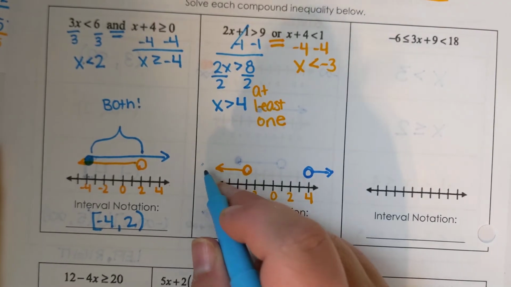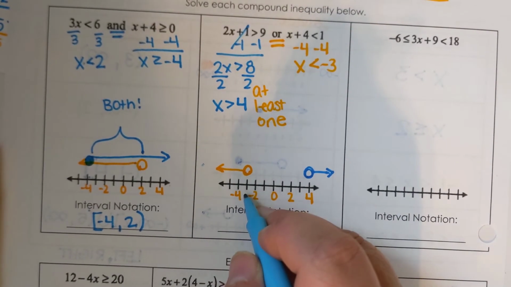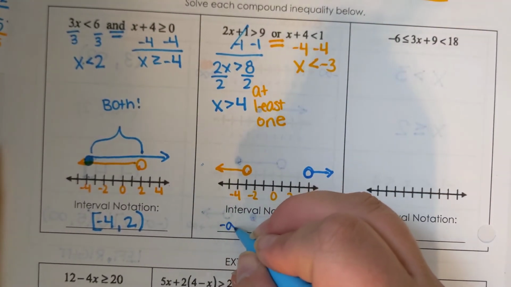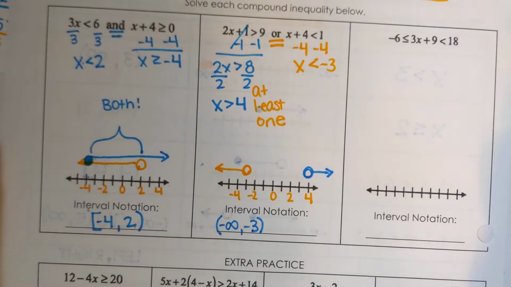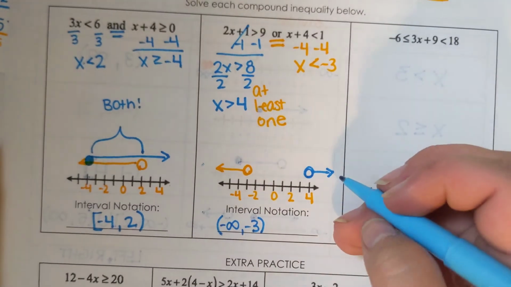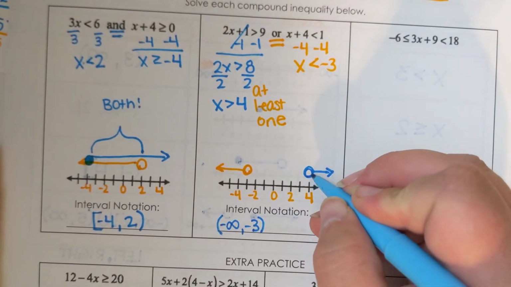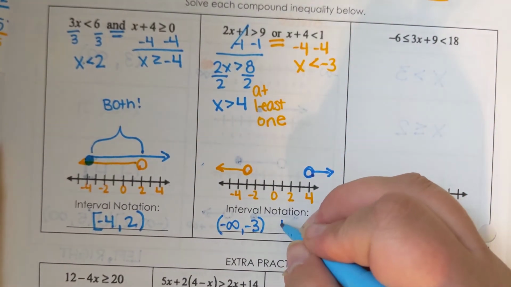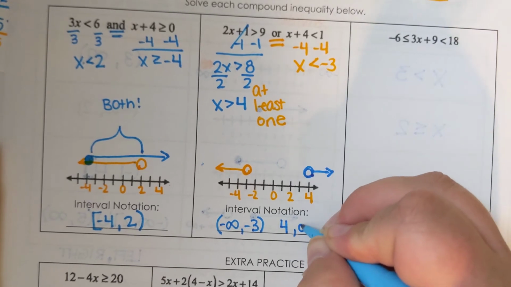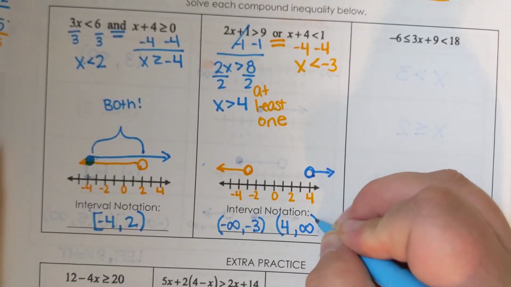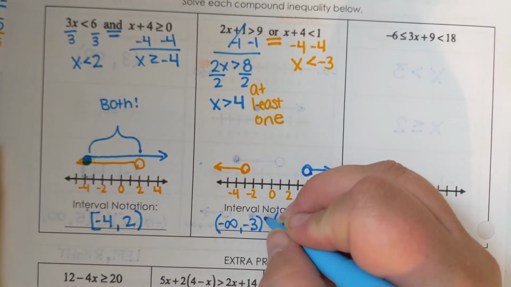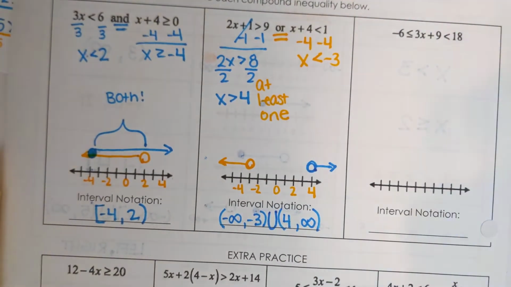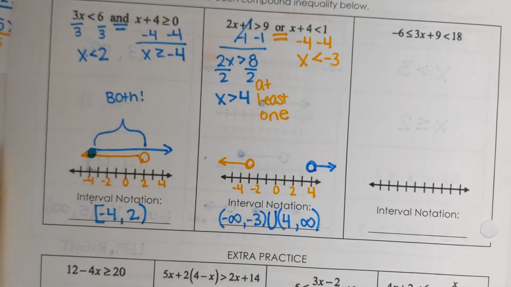So this one goes from negative infinity up to negative 3. And everything gets parentheses because there's no closed circle. This one goes from 4 to infinity. Remember, you're always going from left to right. Again, all parentheses because nothing has a closed circle. And then usually if we have to put 2, we put a little u in between. However, if you forget that, it's not the biggest deal in the world.